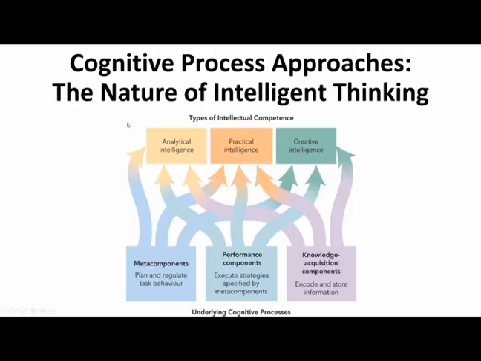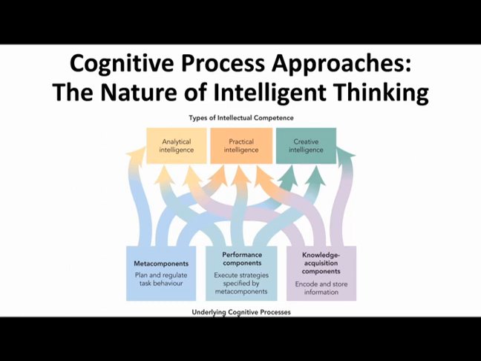Which brings us to the diagram. We're going to start with our three components here at the bottom. Our metacomponents, performance components, and knowledge acquisition components. Metacomponents are more high-order components that allow us to plan and regulate our task behavior.